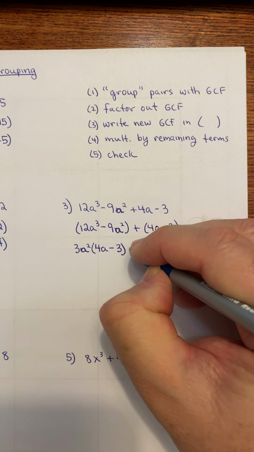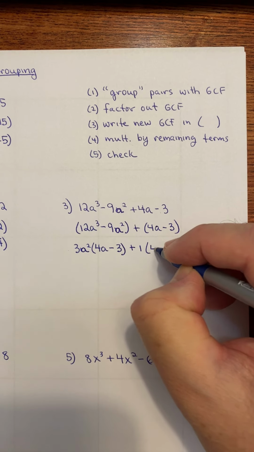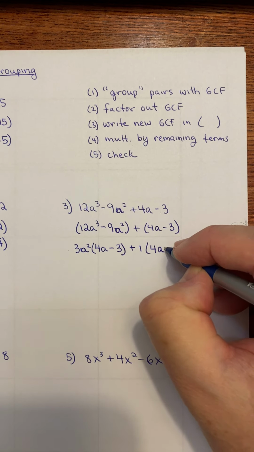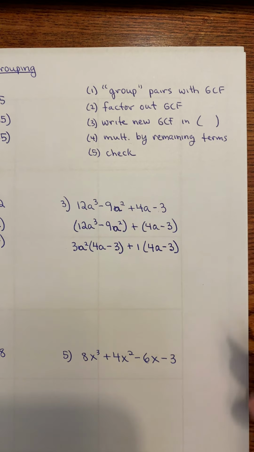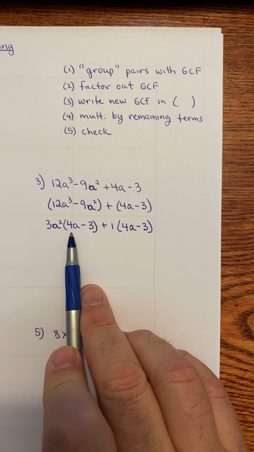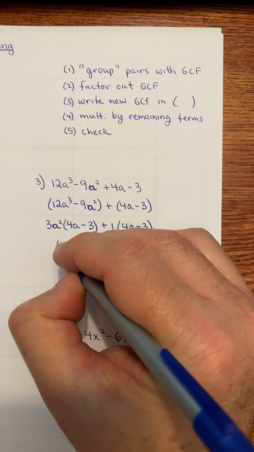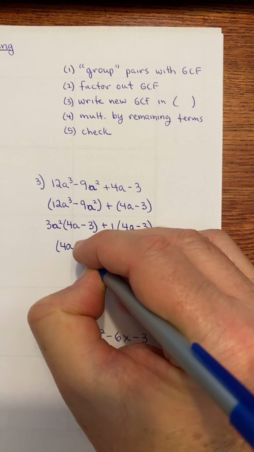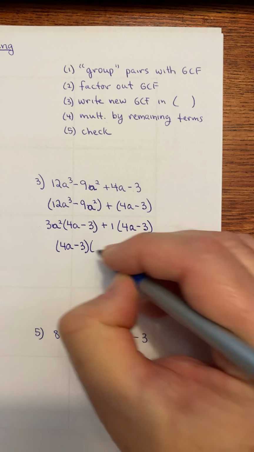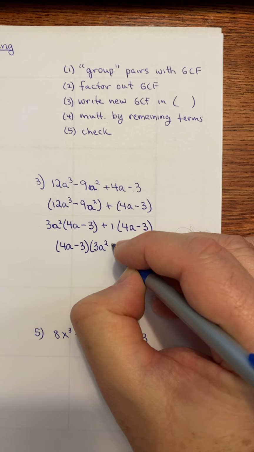But on this one, they have something in common, but it's just a 1. They have a common factor of 1. And notice again, I have in both terms a 4a minus 3. That's my common factor. So I write down my common factor and I multiply by the remaining terms. So it'd be 3a squared plus 1.